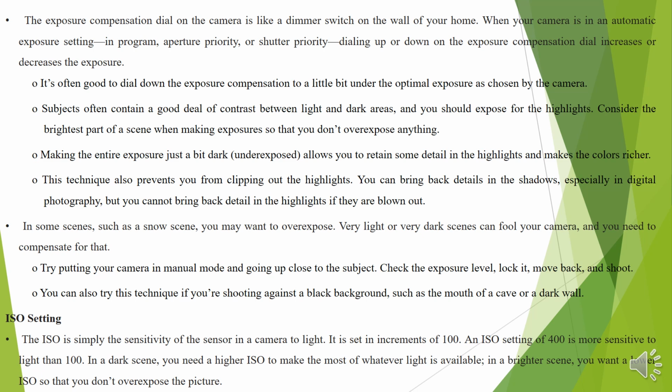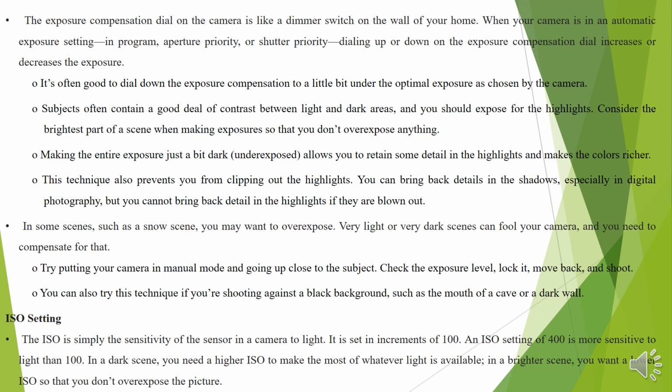Making the entire exposure just a bit dark, underexposed, allows you to retain some details in the highlights and make the colors richer. This technique also prevents you from clipping out the highlights. You can bring back details in the shadows, especially in digital photography, but you cannot bring back details in the highlights if they were blown out.